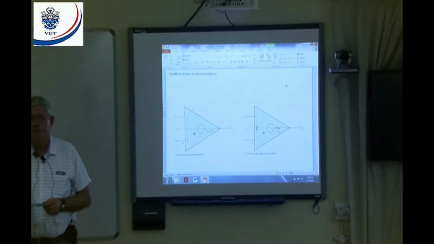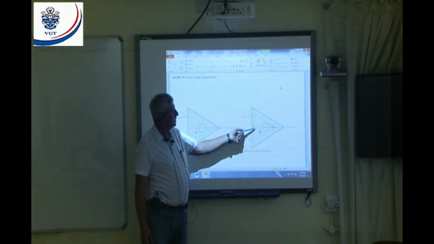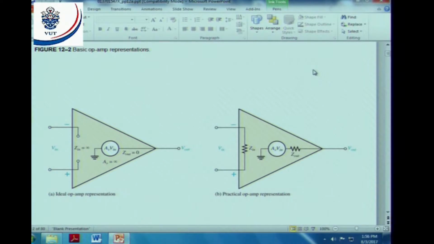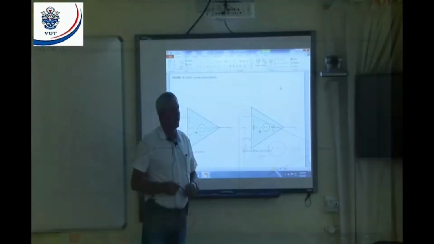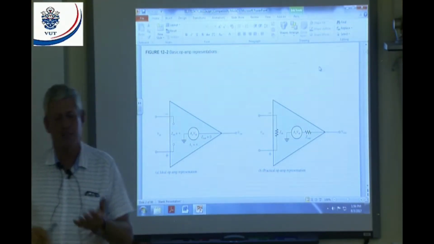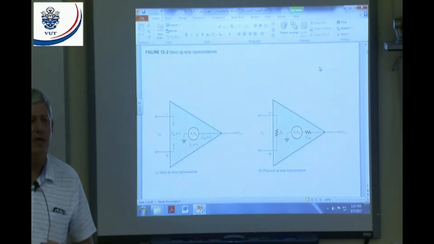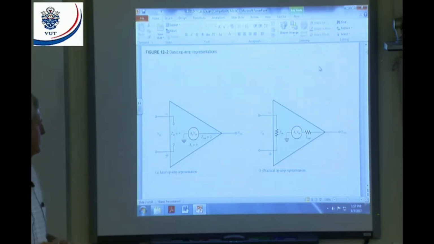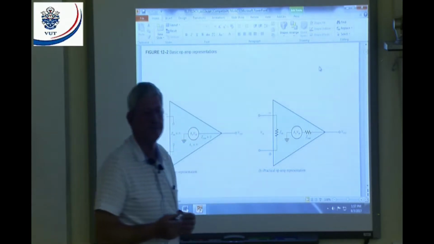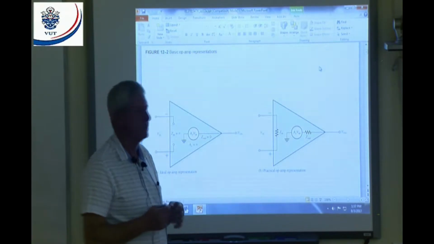You with me? Now we go and look at the practical op-amp. I will have an input impedance, Z in, but it's also going to be very high. Voltage gain is also going to be high. Output impedance is going to be low. All right. That means the practical op-amp has high input impedance, high voltage gain, and low output impedance. All right, you with me? Any questions on that? No questions.